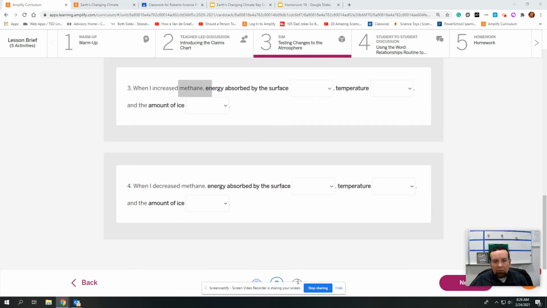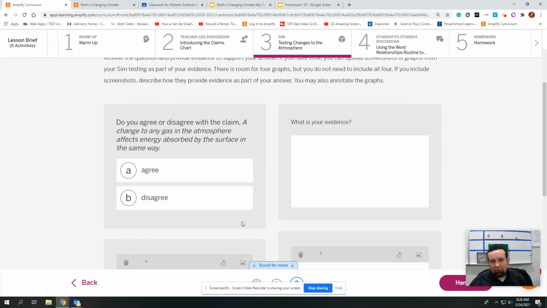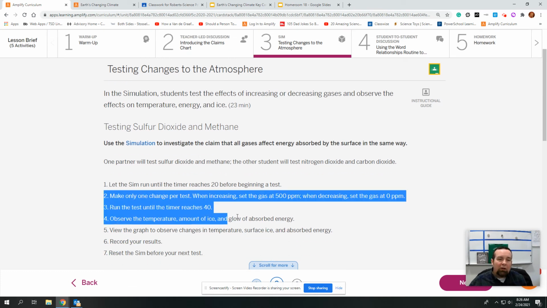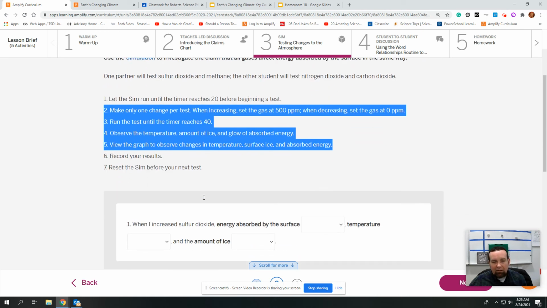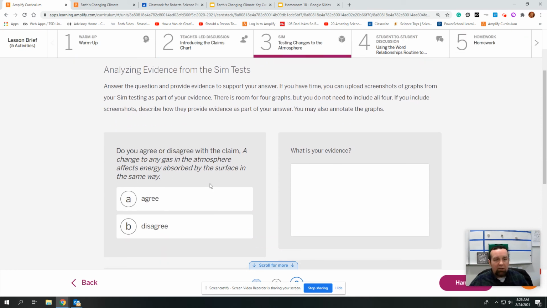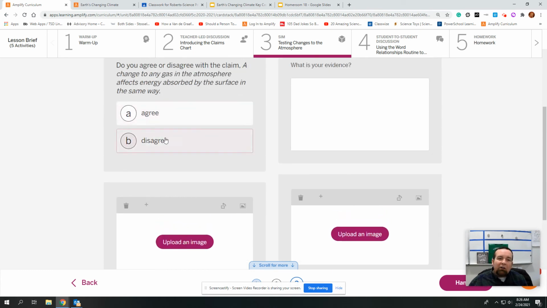So what I'd like you friends to do is do the rest of those sims on your own. Again, if you missed how I did that, just pause the video, rewind. The same thing I did with nitrogen dioxide, you'll want to do with carbon dioxide, sulfur dioxide, and methane. When you get to part 3, this is when you're all the way done, you need to choose your side. Are you going to agree or disagree with the claim? All I want you to do is agree or disagree. You can skip the screenshots.